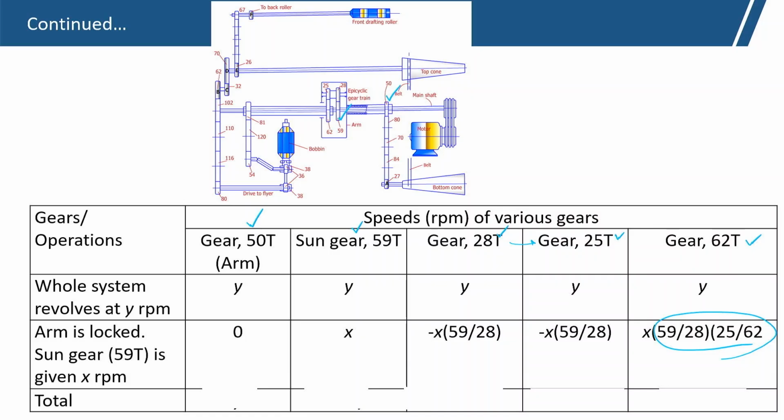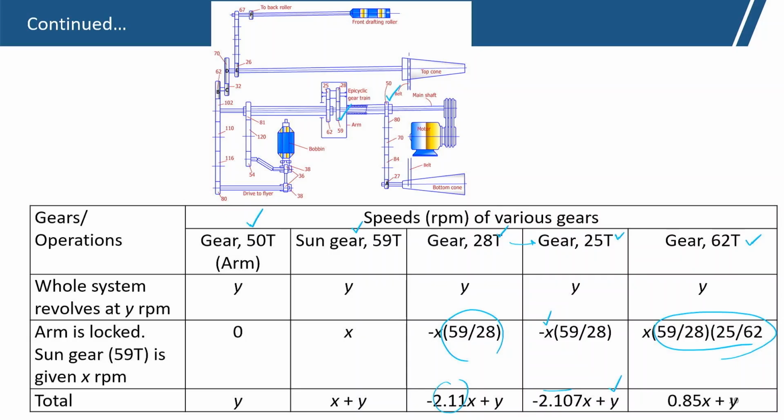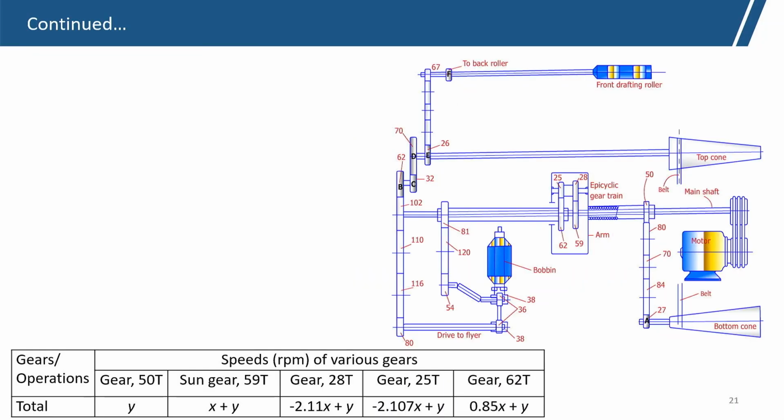And this one is actually nothing but the epicyclic gear ratio, as we have seen. Now, if we add, it is y plus x, minus this will become 2.11 x plus y, and next is the minus, same it will be there, 2.10, that is 2.11 y, same value, and from there we get 0.85 x y. So, 0.85 is the epicyclic gear ratio.